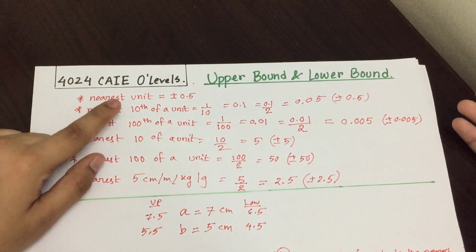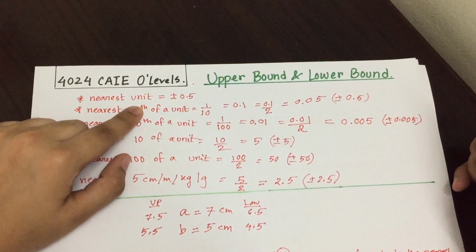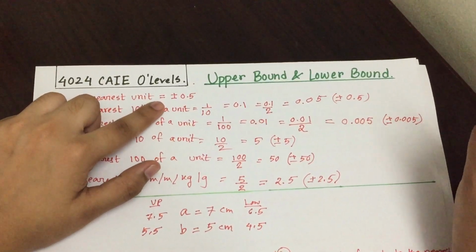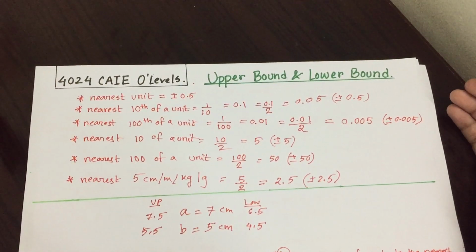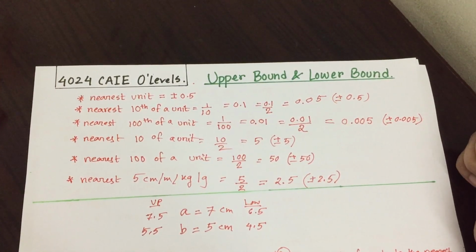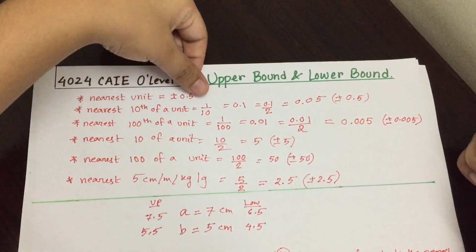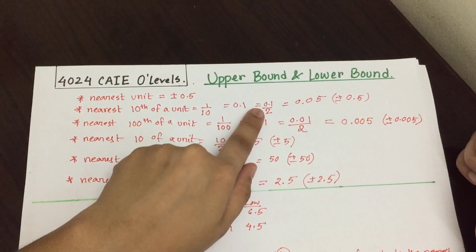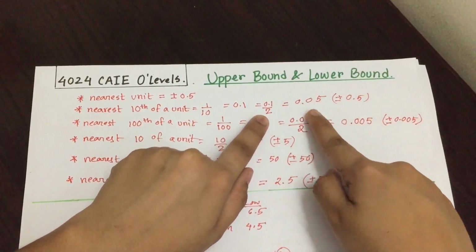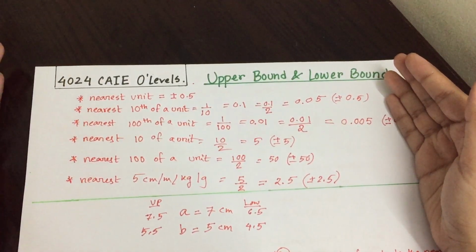So when it says to the nearest unit, it can be any unit, centimeter, kilogram, gram, what we do is plus minus 0.5. So for the upper bound we do plus, and for the lower bound it's minus. But when the question says to the nearest tenth of a unit, we first do 1 by 10, which is tenth, 0.1, and then we divide 0.1 by 2, which gives us 0.05. So for upper bound we add 0.05, and for the lower bound we subtract 0.05.